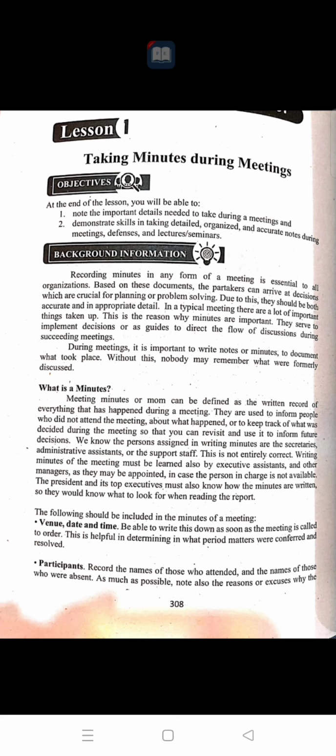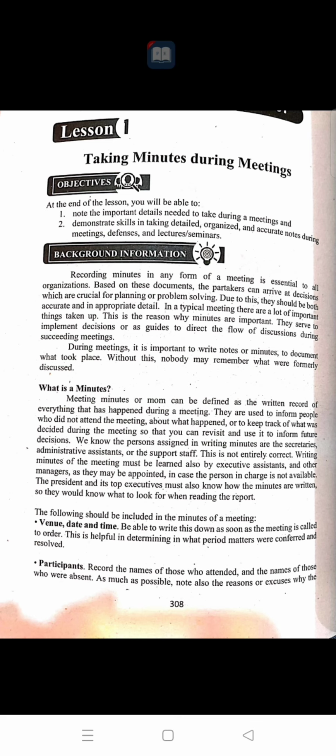So, because many people tend to forget kung ano yung nag-transpire during the meeting. And itong minutes of the meeting dito, they try to read it back so that, ito pala yung napag-meetingan namin.